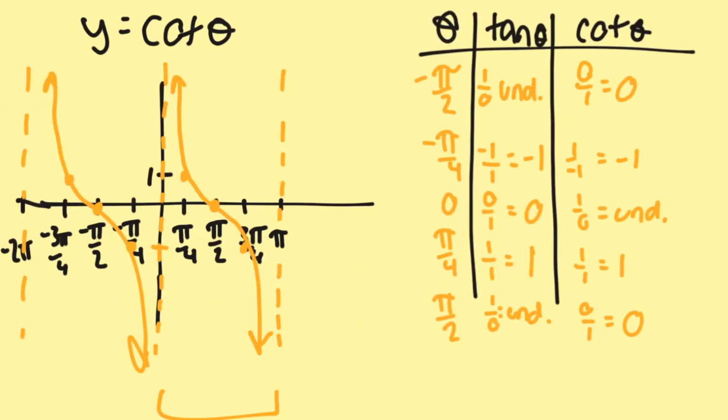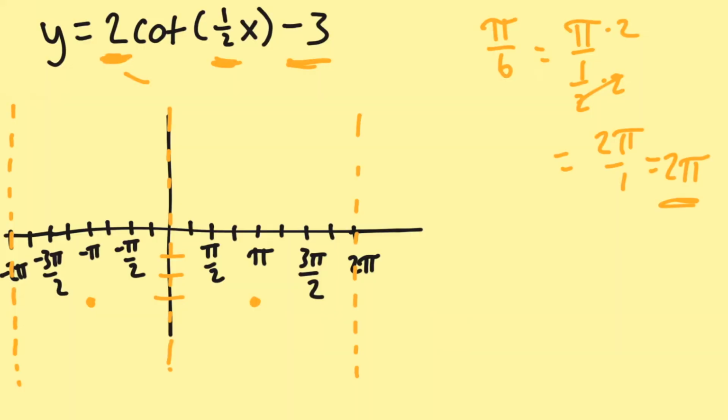And cotangent, the parent function, decreases. And because this isn't reflecting, it's still going to decrease, which means the first quarter point needs to be up 2, and the third quarter point needs to be down 2. So that now it's a decreasing graph, just like the parent function. And we can continue it, and that's a transformation of cotangent.